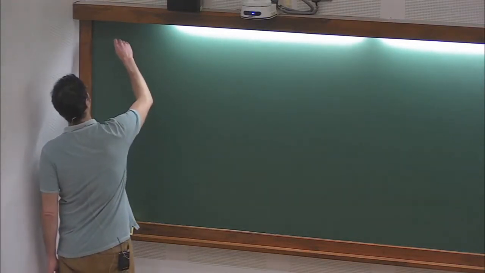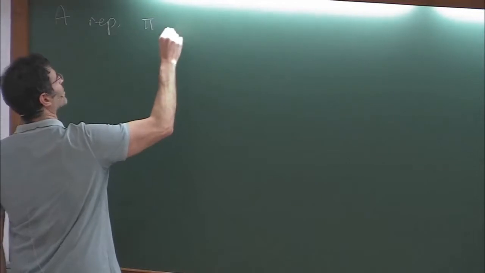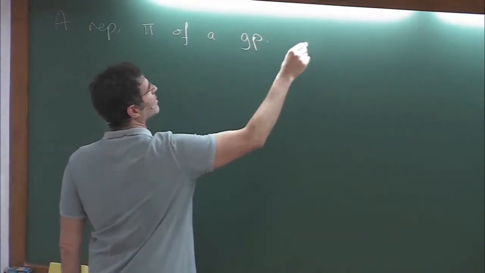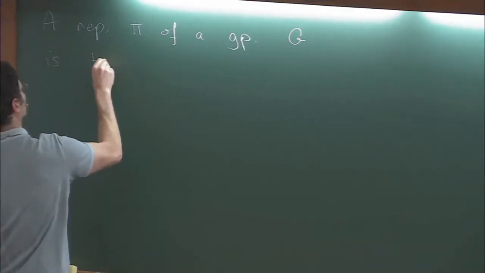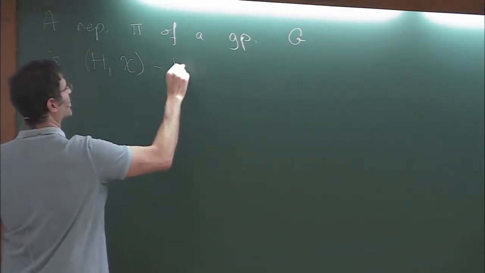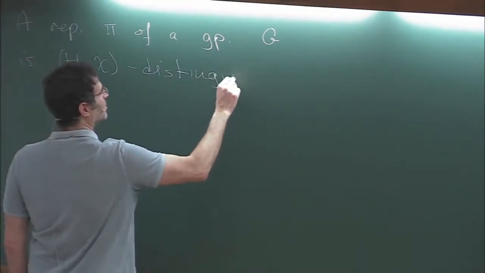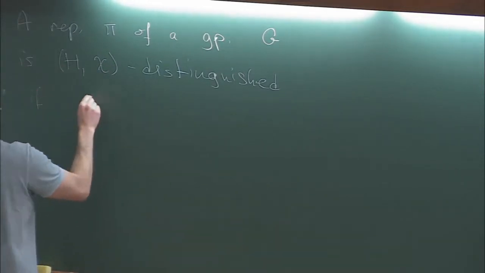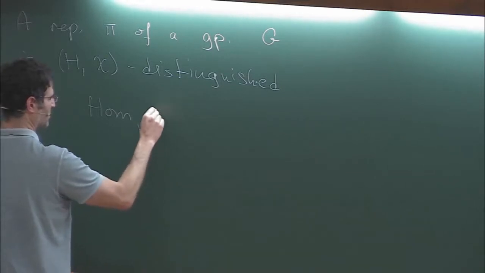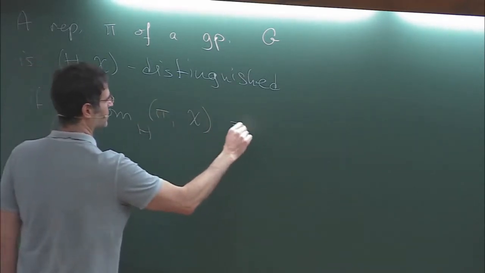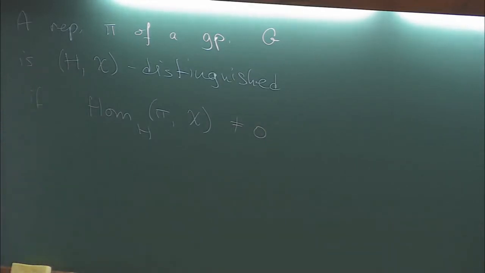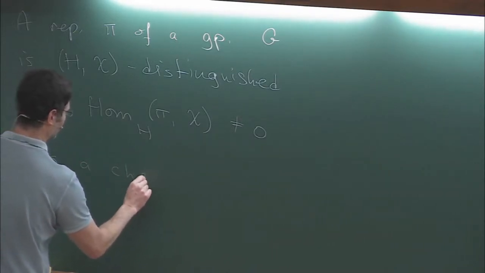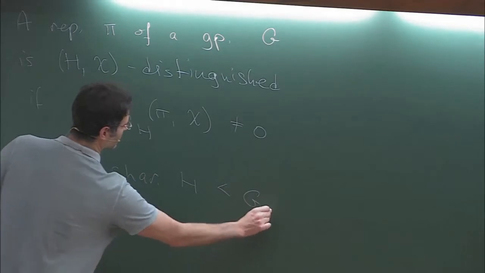So let me just remind you the definition. A representation of a group G is distinguished by a pair H, chi if the space of H-intertwiners is non-zero, and here chi is a character of H, which is a subgroup of G.